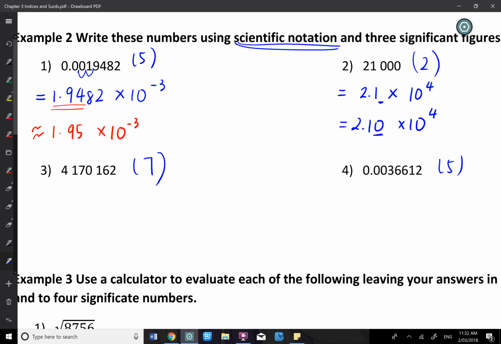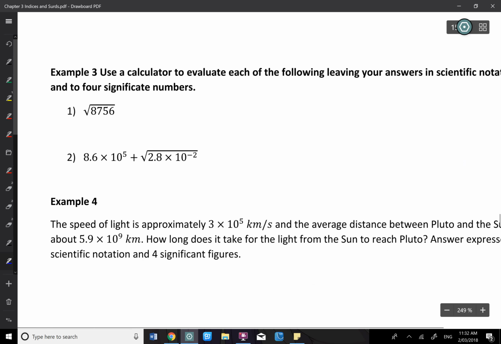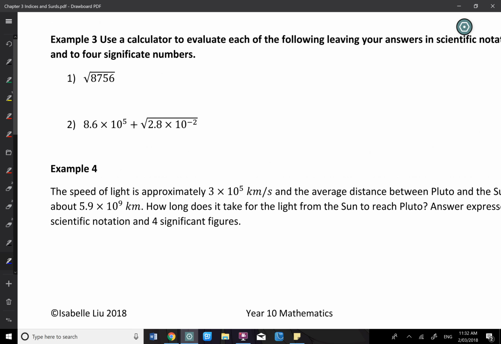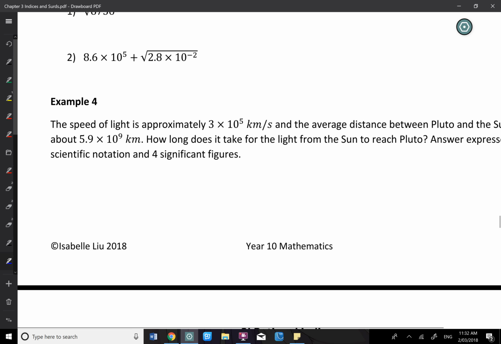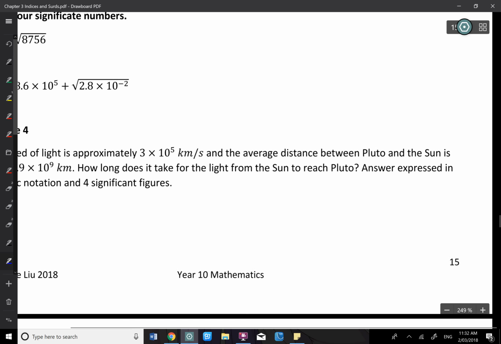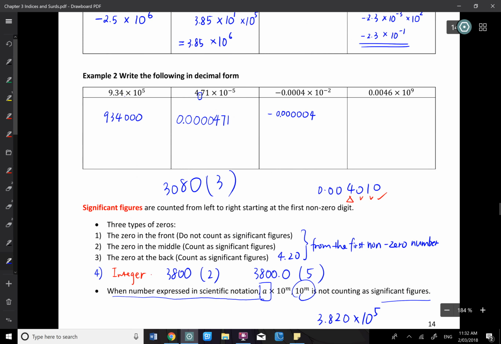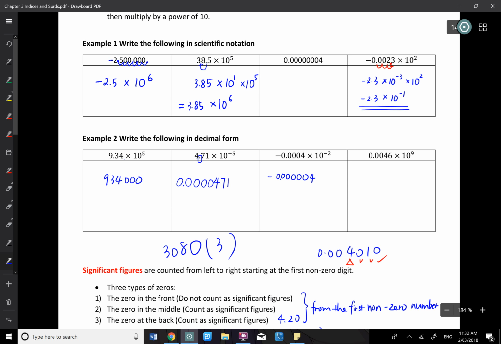Okay, so you can try the other two by yourself. And the next question is a calculator question. You put that into the calculator, see the number, and then put it into scientific notation. Next one is not hard as well. You can try the rest by yourself for significant figures. Significant figures and scientific notation are not hard topics. You just need to know the rule, and then everything's fine.